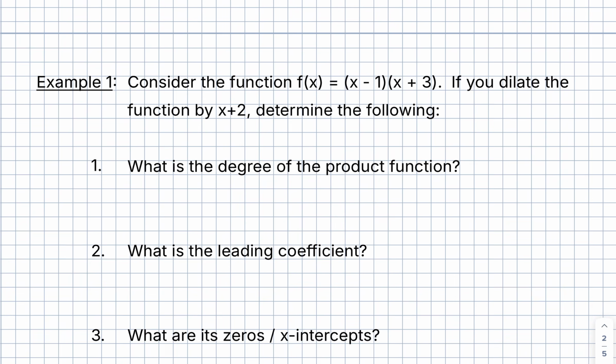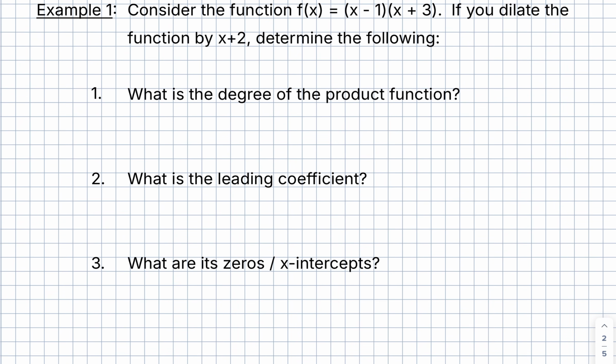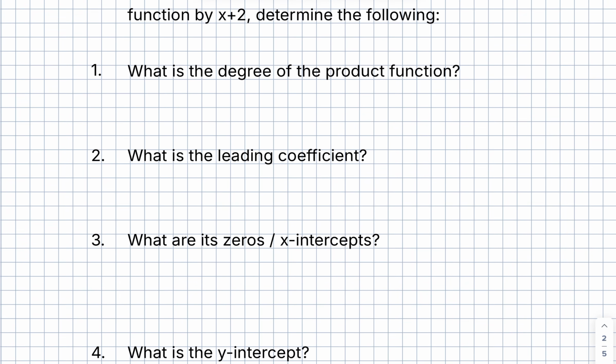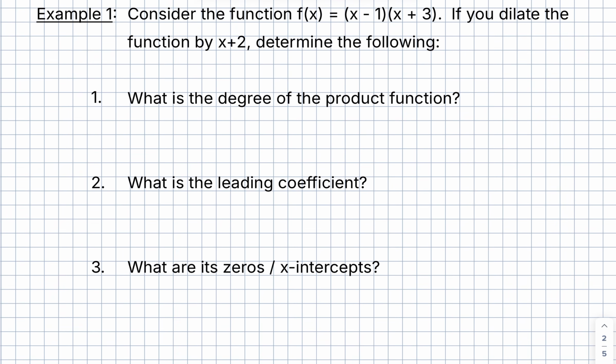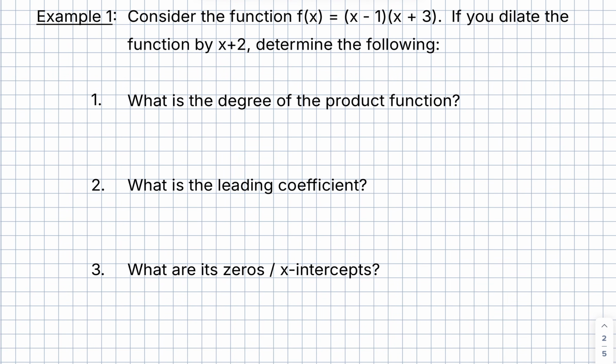So here's the question. In this example, we're going to take the quadratic function (x minus 1)(x plus 3) and multiply it by the linear function x plus 2, and we need to determine the following. What is the degree of the product function? Well, let's go ahead and write out the product function first. The product function is going to be the quadratic that's given to you, multiplied by the linear function x plus 2.